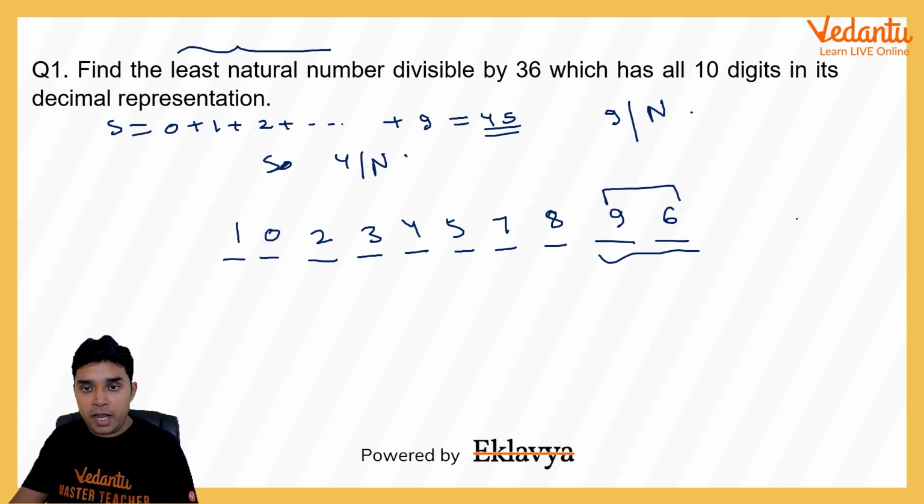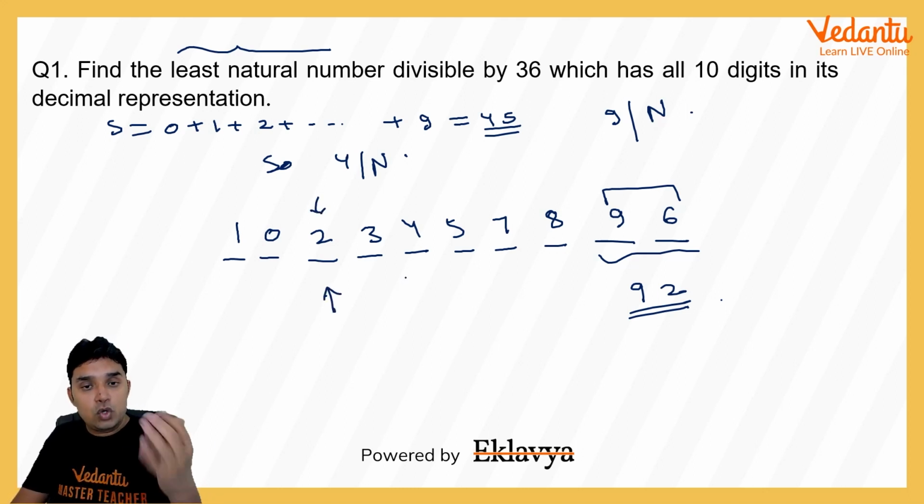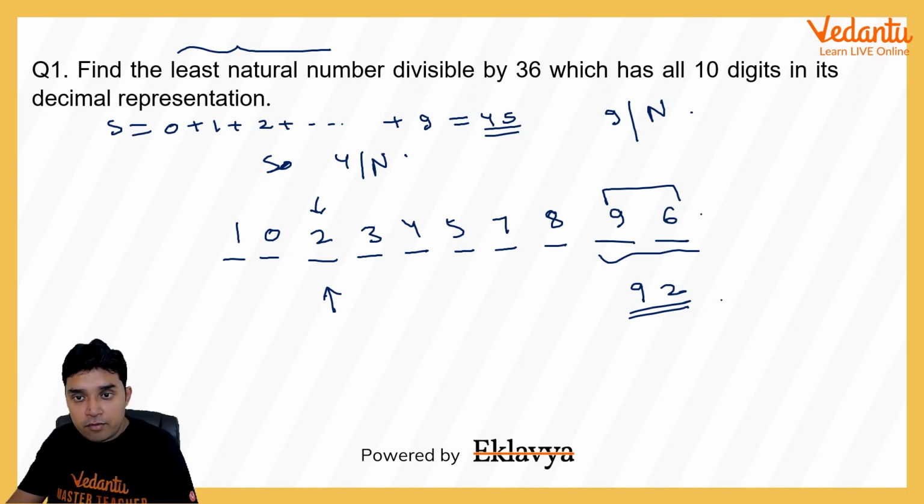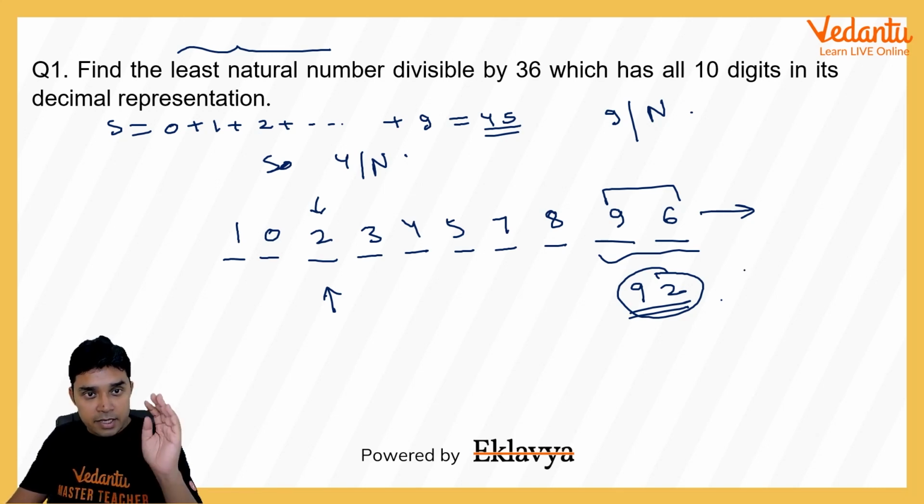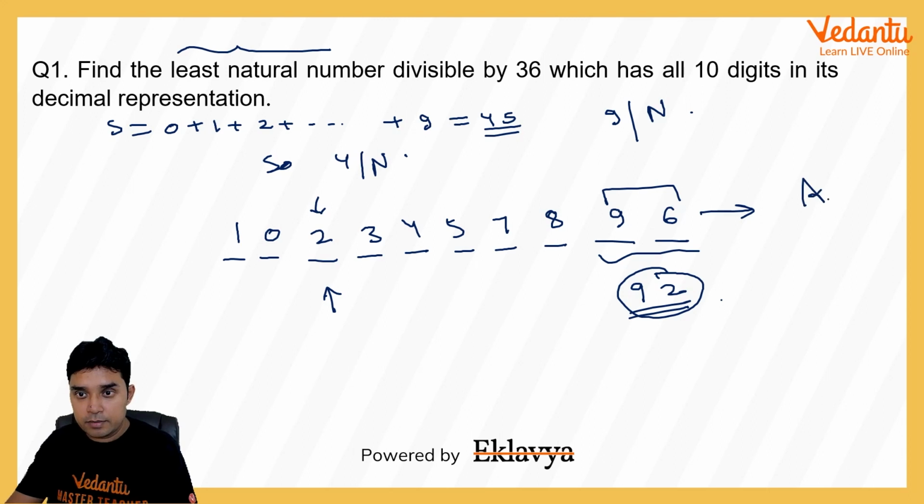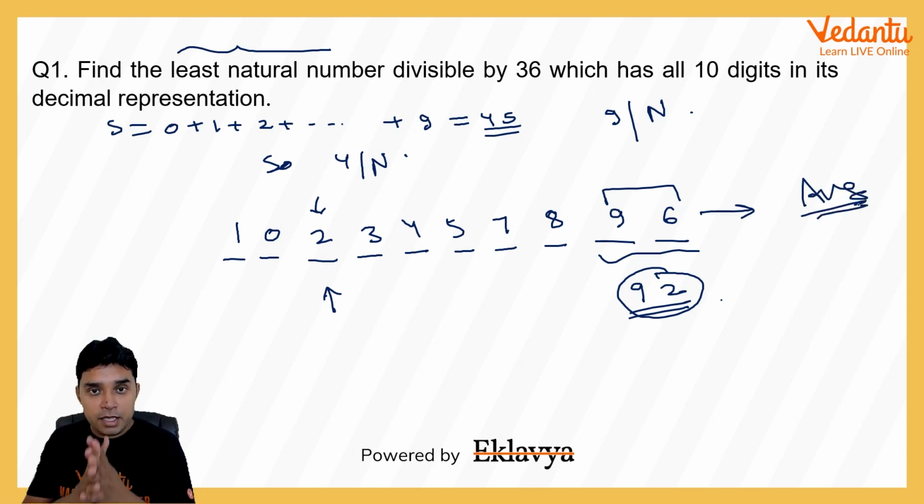Just one thing I would like to add here: suppose instead of 96 you had taken 92 here. Then you would be writing some bigger number at this place than 2, and then this number would be bigger than what we have obtained here. Though this number will also be divisible by 4, and hence the complete number will be divisible by 36, it will not be the least natural number. So to get the least natural number, I think that is the answer. Okay, so this completes the solution of this question.